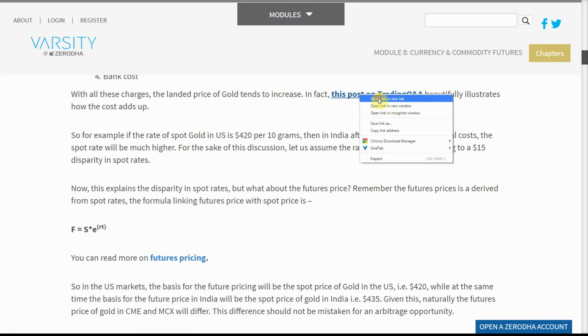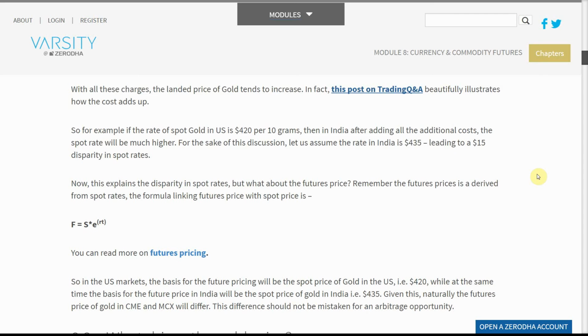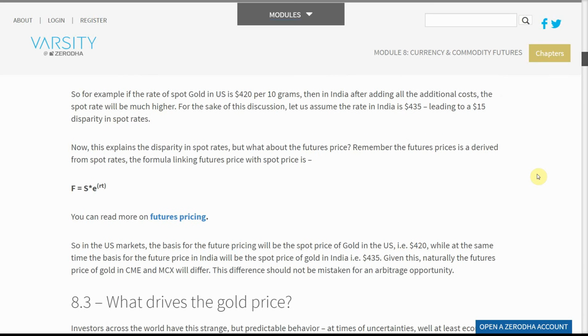So for example, if the rate of spot gold in US is $420 per 10 grams, then in India, after adding all the additional costs, the spot rate will be much higher. For the sake of this discussion, let us assume the rate in India is $435, leading to a $15 disparity in spot rates. Now, this explains the disparity in spot rates. But what about the futures price?